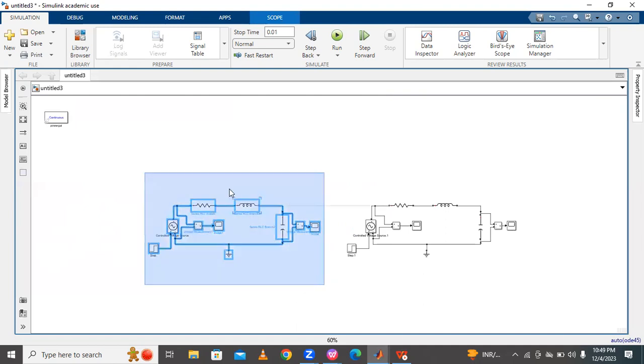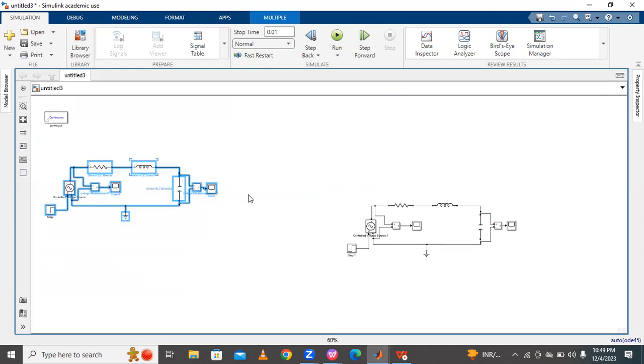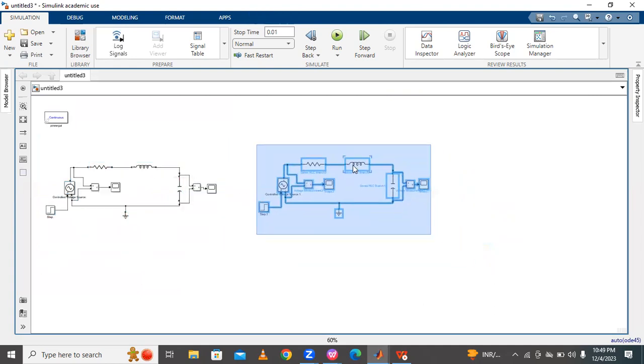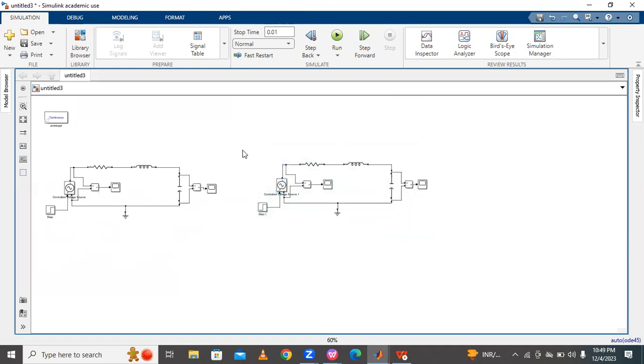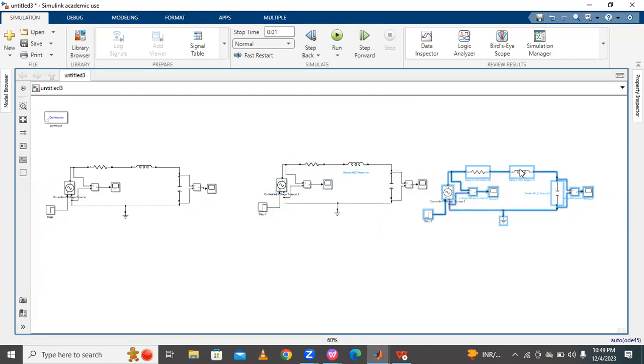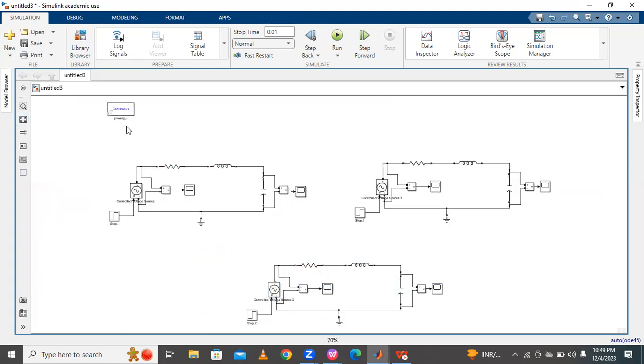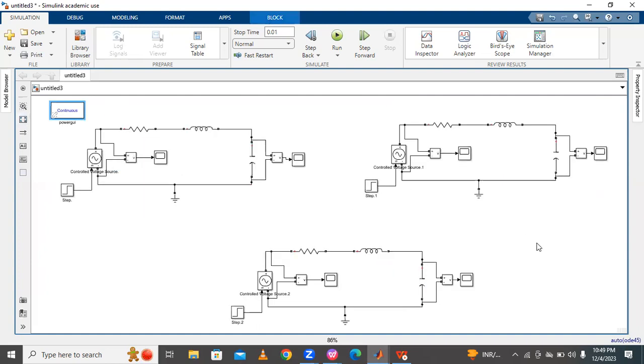Copy like this, drag here and place here. And one more, this is for 100 ampere system, lower damper system, and copy and paste like this. This is critical damper system. The first one is already completed in this simulation.